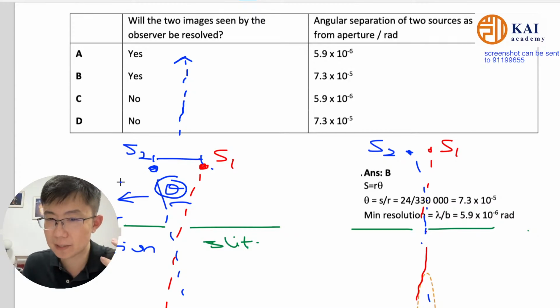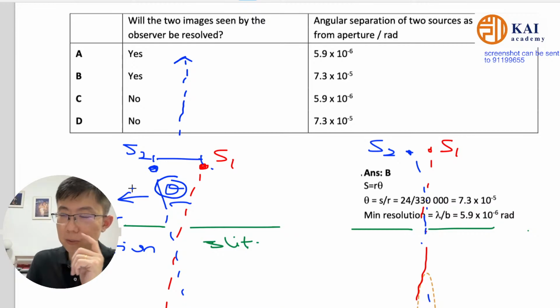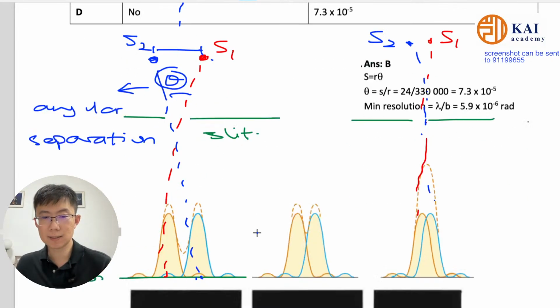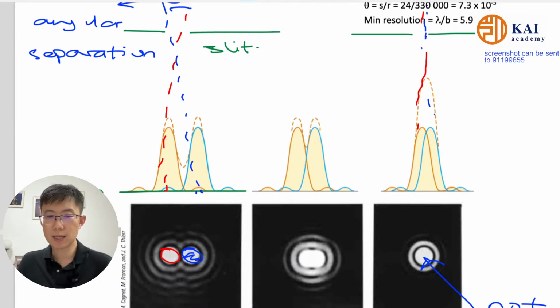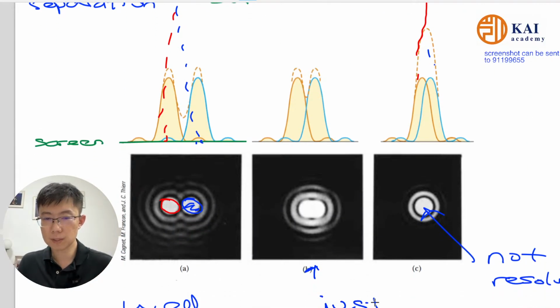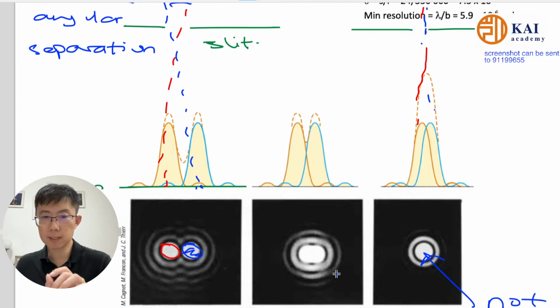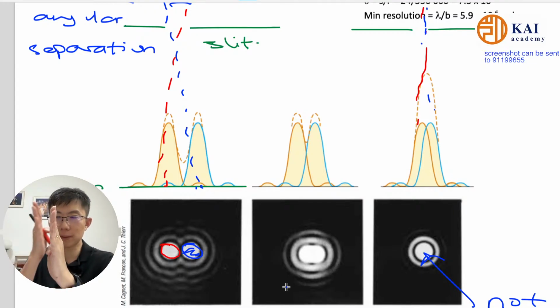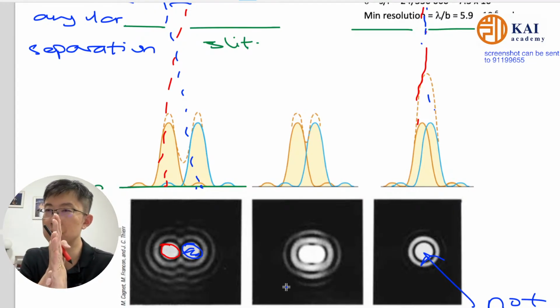So where exactly does Rayleigh's criterion come in? In physics, we are often interested in finding the turning point, such that it is what we call just resolved. That point where it is just resolved is the critical turning point. Any angle slightly smaller, you cannot resolve it anymore. Any angle slightly larger, you can actually tell that it's two separate light sources.